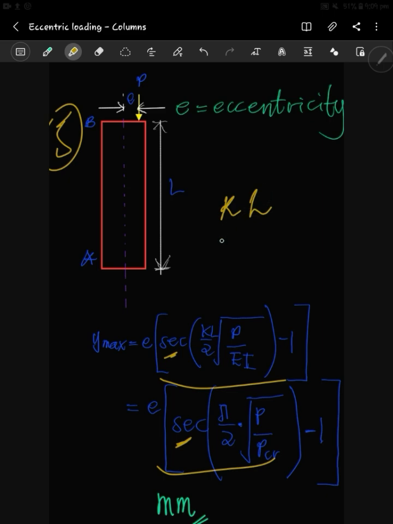Because we see that K is the factor: 2 for one end fixed, one end free; for both ends hinged or both ends pinned, 1; 0.7 when one end is fixed and one end is hinged; or 0.5 when both ends are fixed. So basically KL is just the effective length, which you saw earlier. Now we are just looking at this first equation. P is just the applied load. E is the modulus of elasticity. R is what's the name?